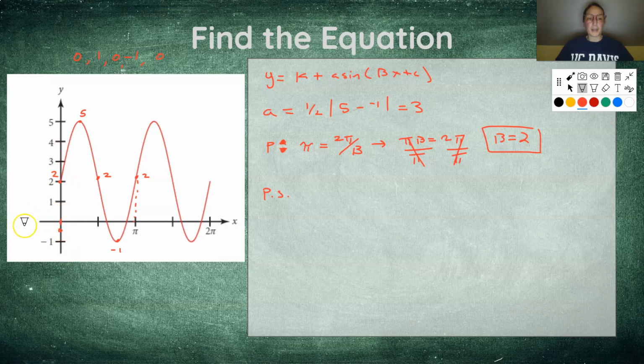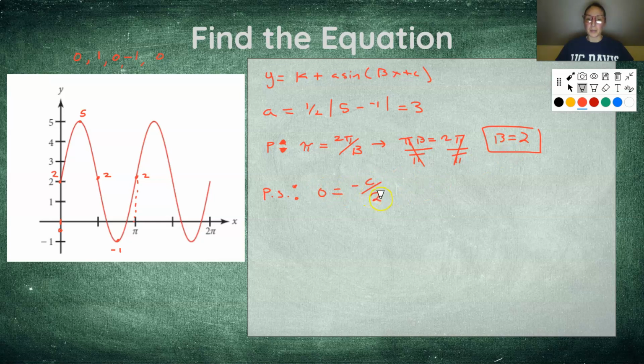If my graph started over here, I'd have a negative phase shift. If my graph started over here, I'd have a positive phase shift. My graph starts right at x equals 0, so there is no phase shift. So 0 equals negative c over b.